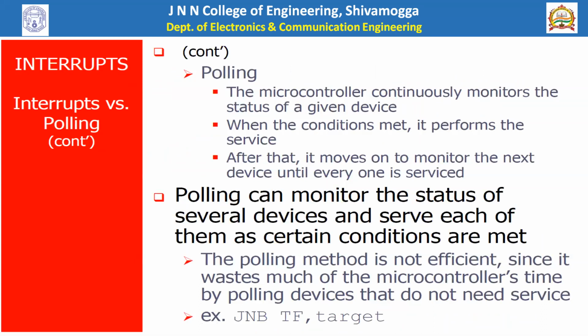Another method is called polling. That is, the microcontroller itself checks the status of the device, whether it requires any service. If it requires any service, it does it. So this is called polling. Polling can monitor the status of several devices and serve each of them as certain conditions are met. The polling method is not efficient because it wastes much of the microcontroller's time.